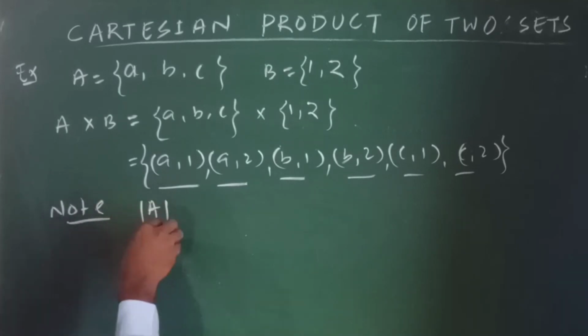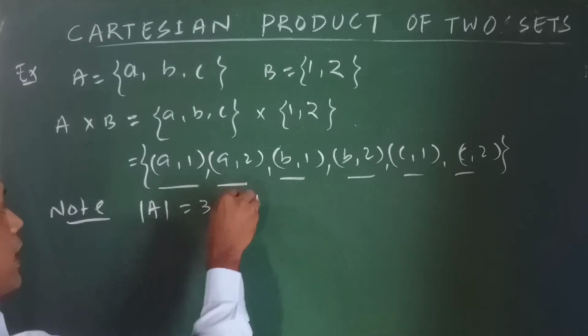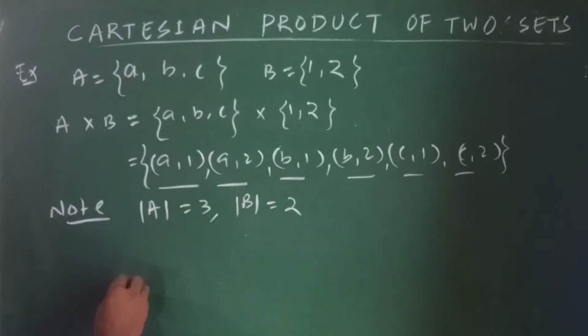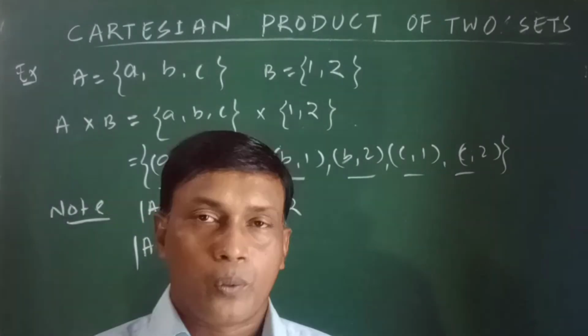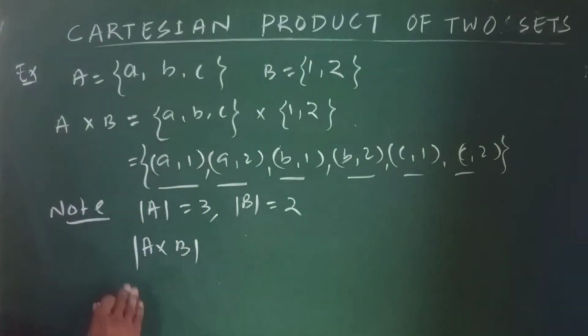Here the cardinality of A is equal to 3 and the cardinality of B is equal to 2. That means the number of elements in A is 3 and the number of elements in B is 2. So what will be the number of elements in the product set? That means we want to find the number of elements, or cardinality, of A cross B.